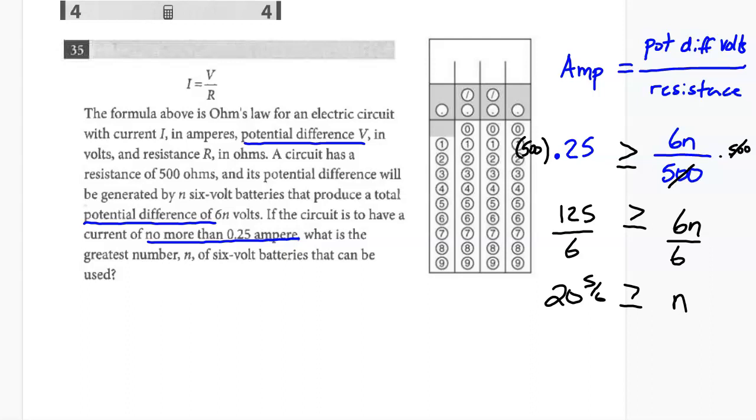So the number of batteries has to be less than 20 and 5/6, so we can't have 5/6 of a battery. So 20 batteries would be the biggest that we could have. If we go up to 21, we've now exceeded the amps and the circuit will blow. So correct answer here is 20.